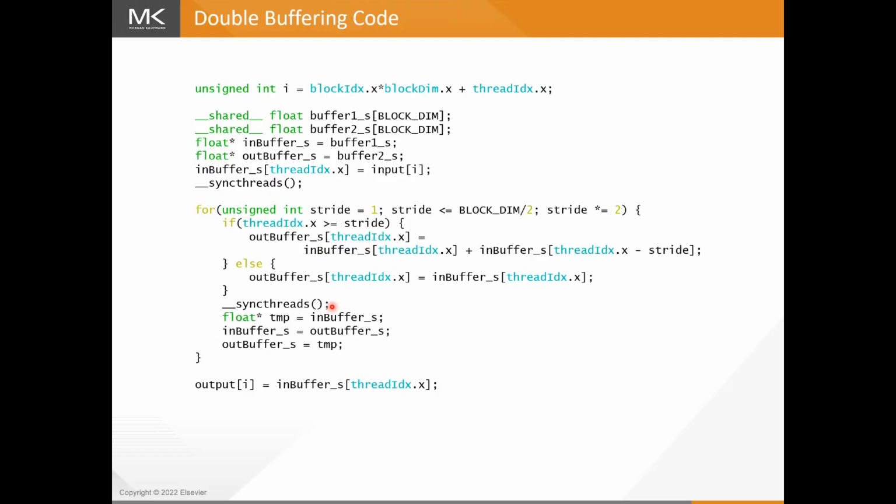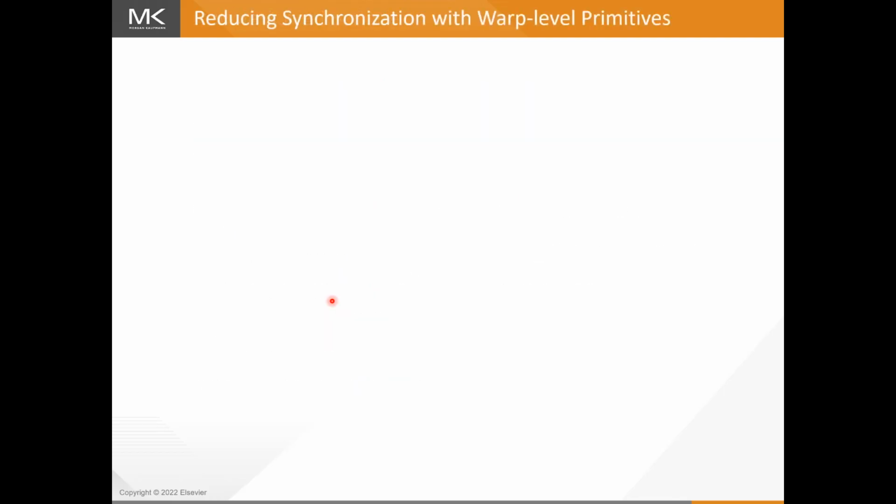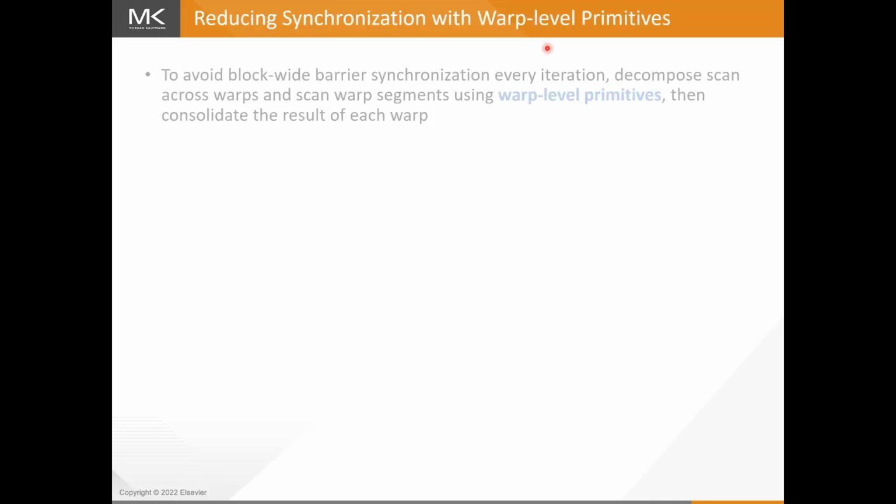And we can do something similar here. If we don't want to do a sync threads on every single iteration, one thing we could do is use warp level primitives to decompose our scan across warps, have every warp do its own scan, and then combine the result. Let's see how we can do that. So we can further reduce synchronization with warp level primitives to avoid having to do a sync threads, a block-wide barrier.